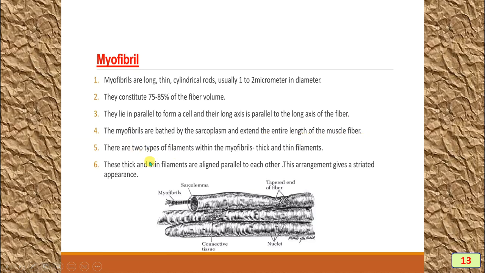There are two types of filament within the myofibrils, thick and thin filaments. These thick and thin filaments are aligned parallel to each other, and this arrangement gives a striated appearance. Here you can see the sarcolemma, myofibers, and the connective tissue.